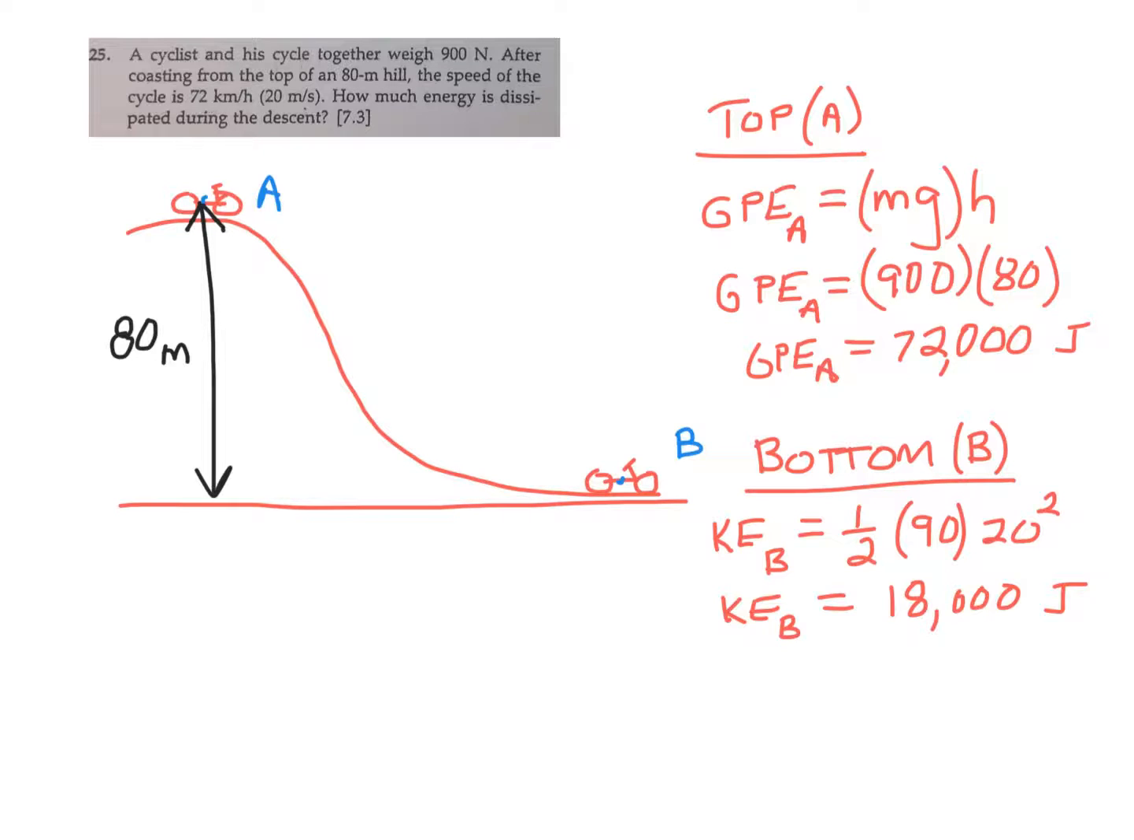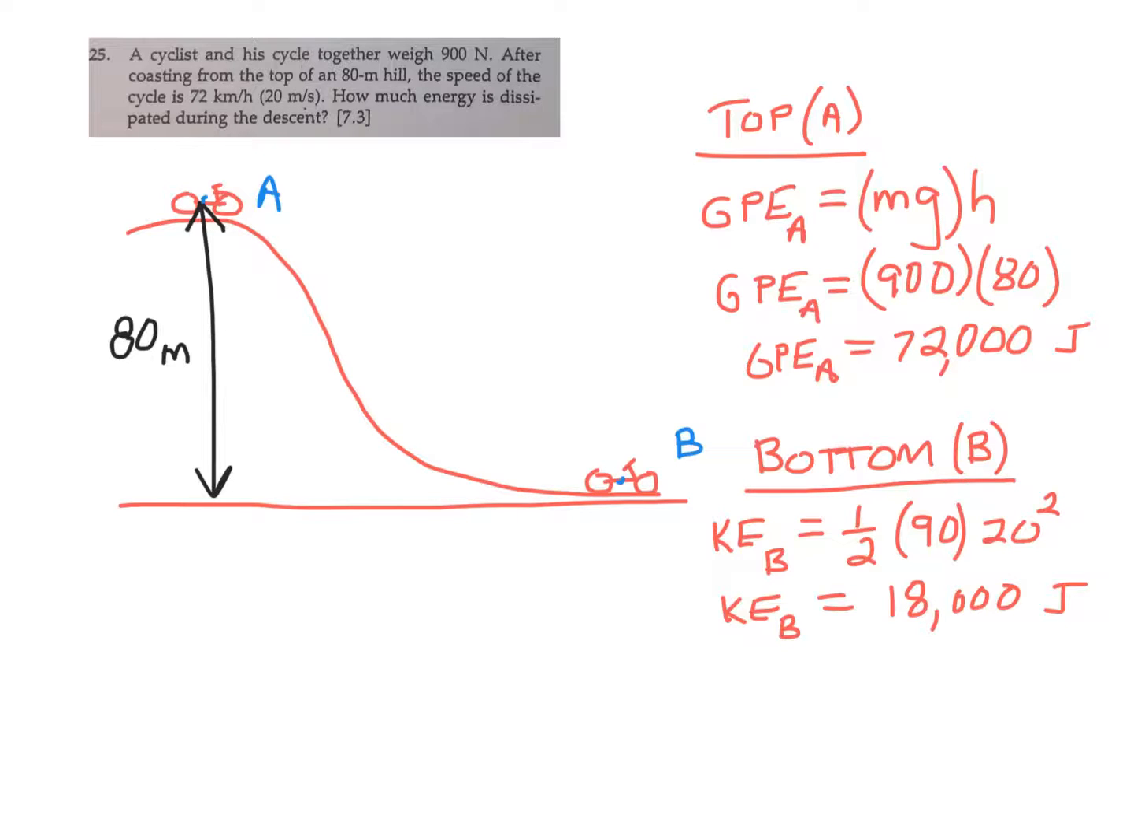For example, down at the bottom of the hill at point B, you take 1/2 your mass times your velocity squared, and you get a kinetic energy of 18,000 joules. In the best case scenario, once again, that would have been 72,000 joules. That would have been a conservation of mechanical energy, which isn't the case here, but there is conservation of energy. What's missing is you subtract those two to get the answer.